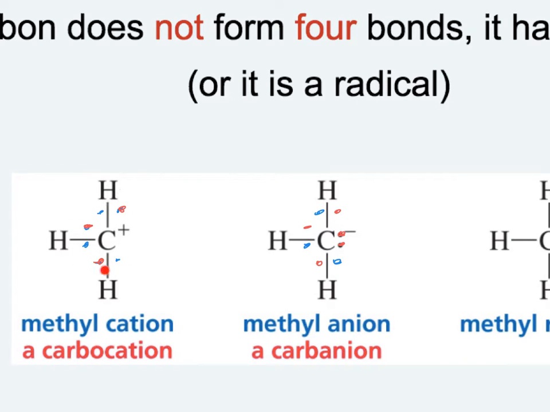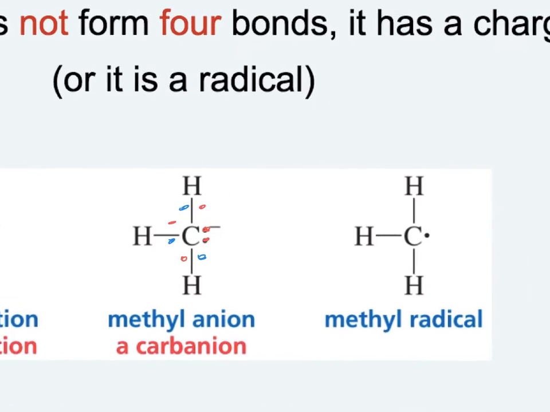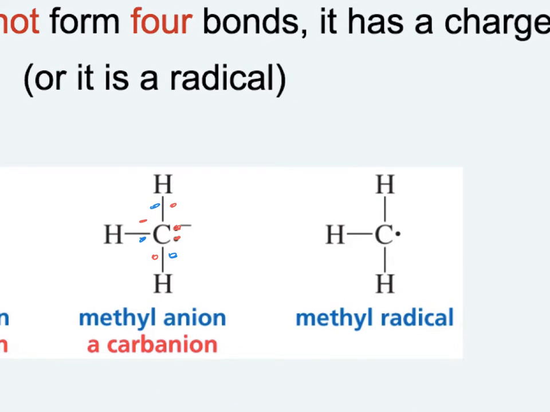6 electrons surrounding it, 3 bonds, carbocation. Full octet, only 3 bonds. That must be a carbanion. It's got an extra electron. There's a middle ground here, of course. A methyl radical.